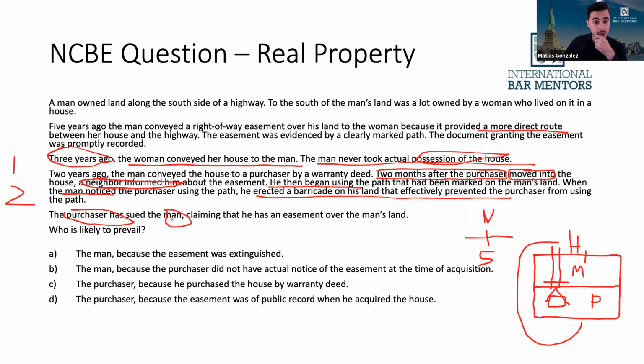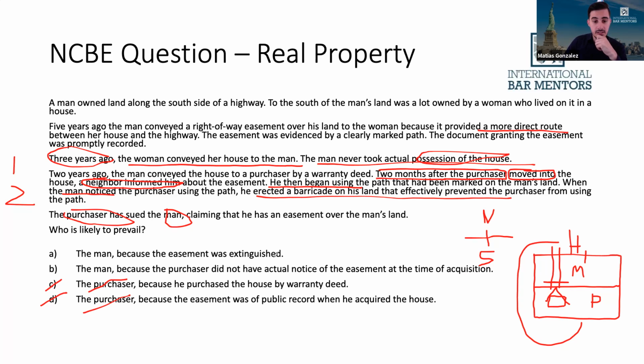The purchaser sued the man claiming that he has an easement over the land. Who will prevail? Well, we already know that no easement was created between the man and the purchaser. Those are the people suing each other here. So any answer that tells you the purchaser is going to win is wrong, because we know that he doesn't have an easement. So we can automatically rule out B, C and D. So now we have 2: A and B.